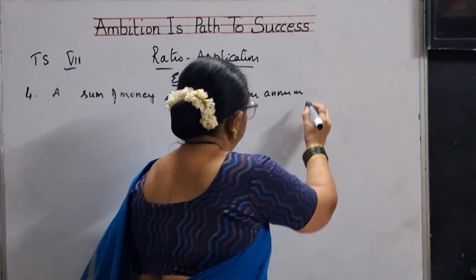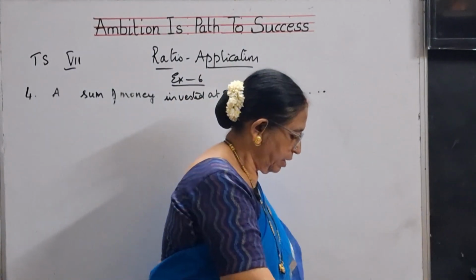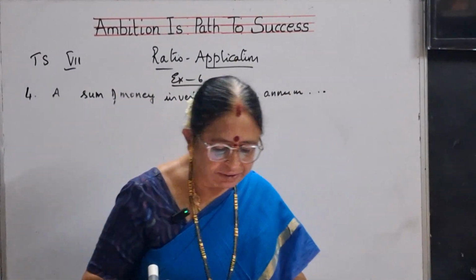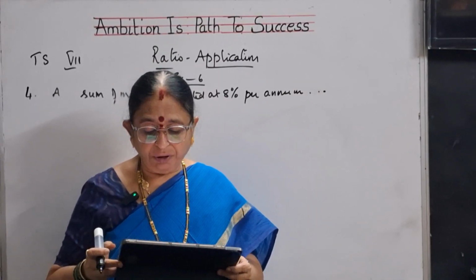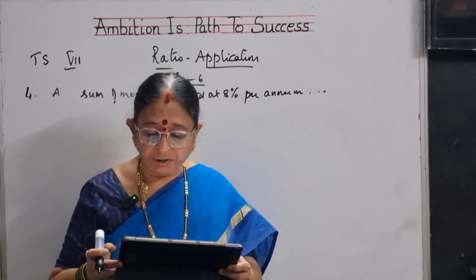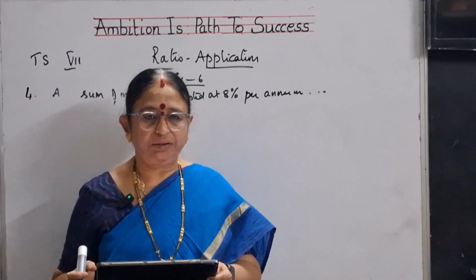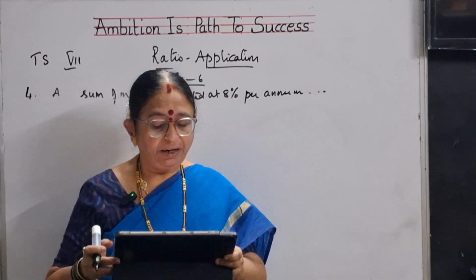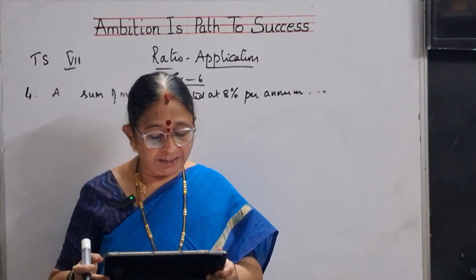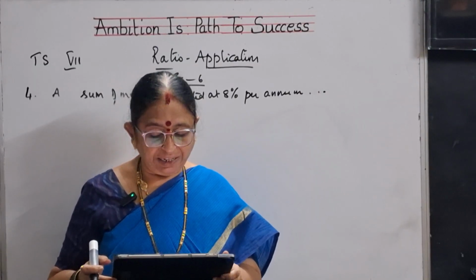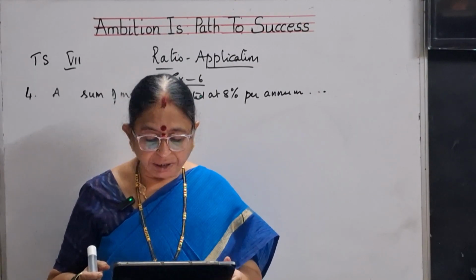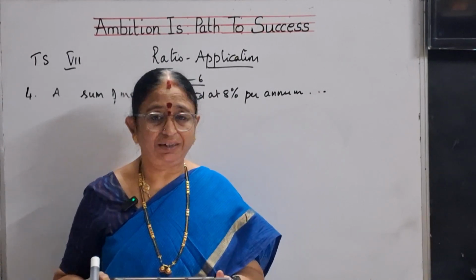Okay, let me read this sum. A sum of money invested at 8% per annum for simple interest amounts to 12,122 rupees in 2 years. Amount they have given, time they have given, rate they have given. What will it amount to in 2 years, 8 months at 9% rate?